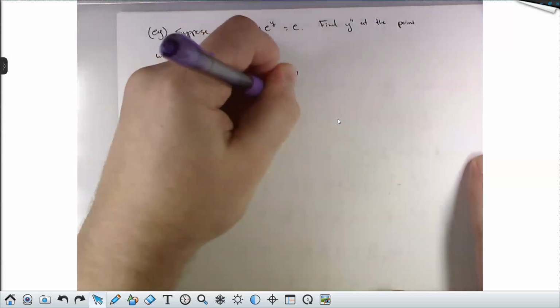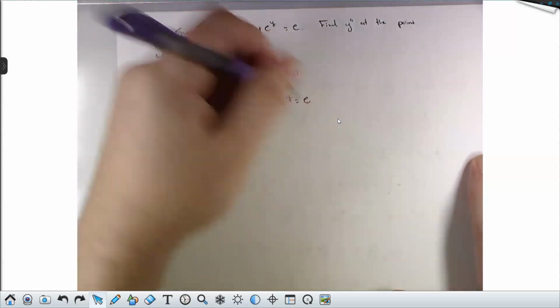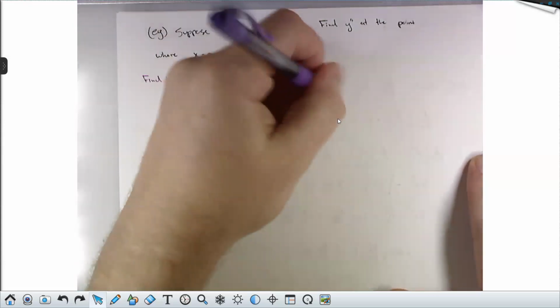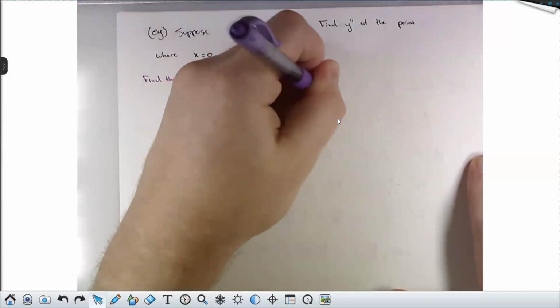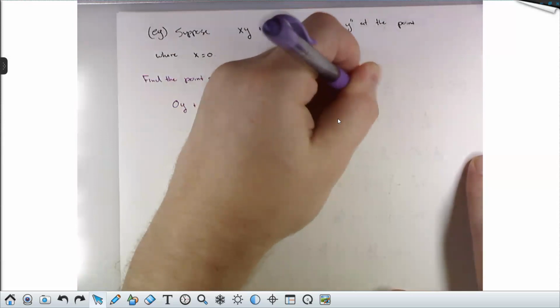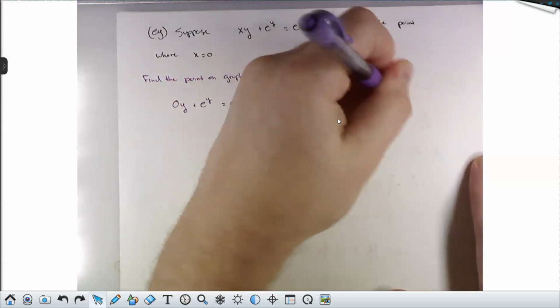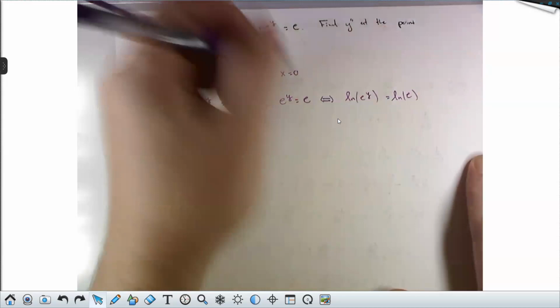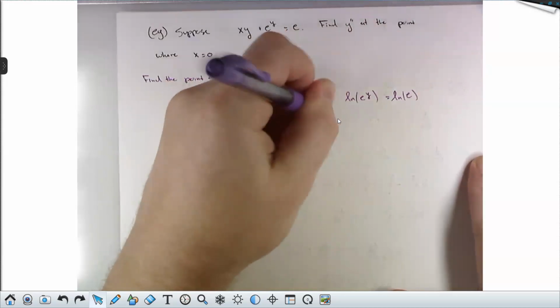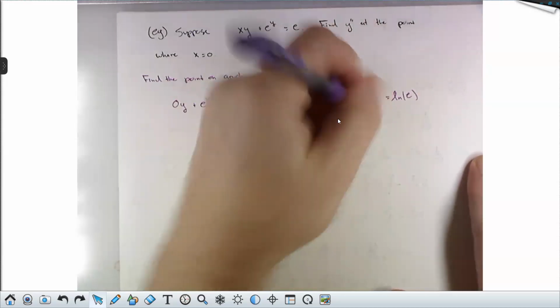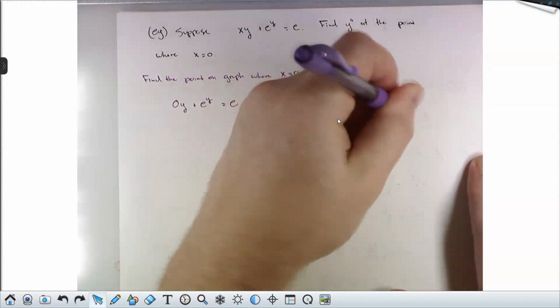In other words, I just have e to the y equals e. And you can solve this by taking logarithms. So the ln of e to the y will be equal to the ln of e. And the natural log of e to the y is just y. So y is equal to the ln of e, which is 1.